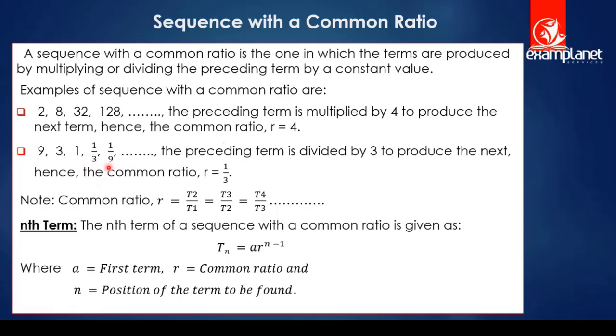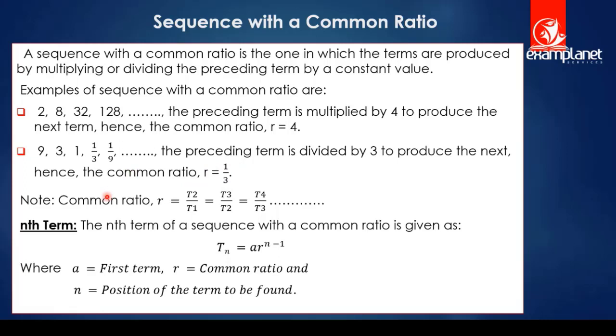So in this case, our common ratio will be 3 divided by 9, or 1 divided by 3, or 1 over 3 divided by 1, and so on. And that will be giving us 1 over 3. So when we are multiplying, our common ratio is the number we are multiplying with. But when we are dividing, our common ratio is 1 over what we are dividing with. Alright, so that is what we mean by common ratio.